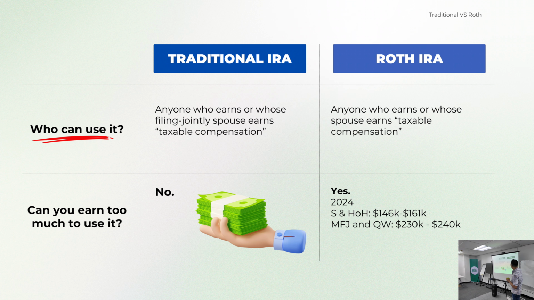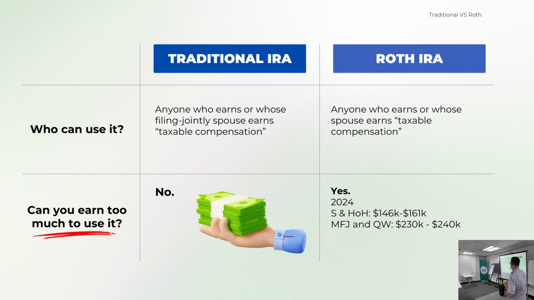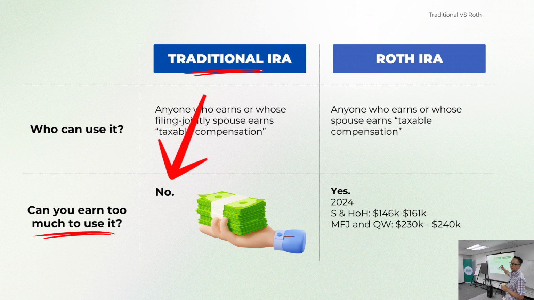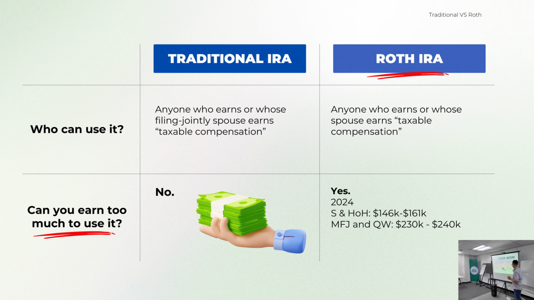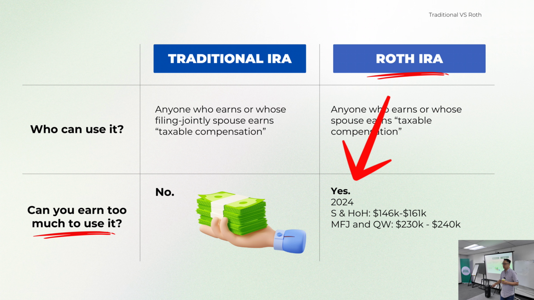Same thing with a Roth IRA, okay? Can you earn too much to use it? So in general, with a traditional IRA, there is no income limitation. You could make $1 million and still put in $6,000 into a traditional IRA. While with a Roth IRA, there is an income limitation.